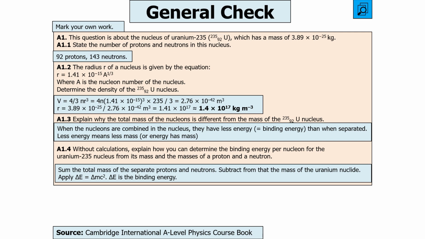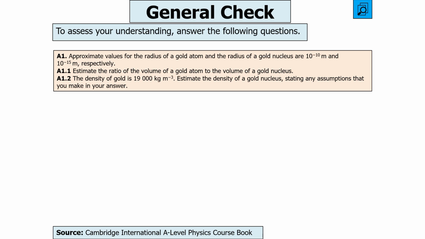This change of energy is known as the binding energy. Now the next question says approximate values for the radius of a gold atom and the radius of a gold nucleus are 10 to the minus 10 meters and 10 to the minus 15 meters respectively. Estimate the ratio of the volume of a gold atom to the volume of a gold nucleus. Then the density of gold is 19,000 kilograms per meter cubed. Estimate the density of a gold nucleus and state any assumptions that you make in your answer.